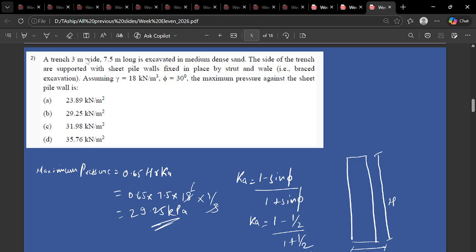You have a 3 meter wide trench, 7.5 meter long. The sides of the trench are supported with a sheet pile wall. Assuming gamma is 18 kN per meter cube and phi is 30 degrees, what is the maximum pressure against the sheet pile wall?